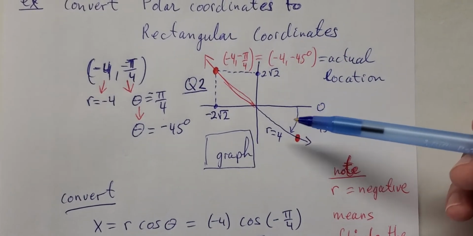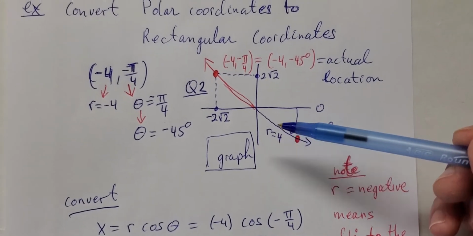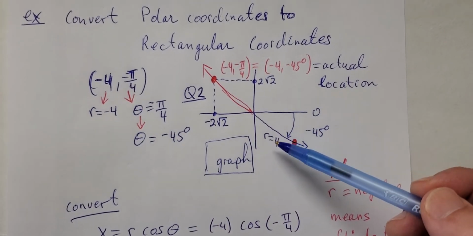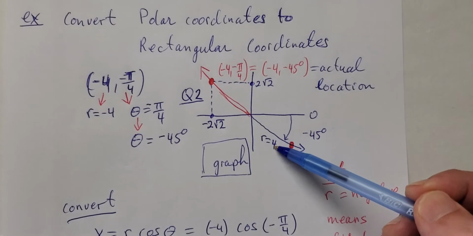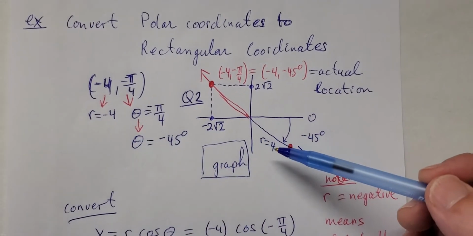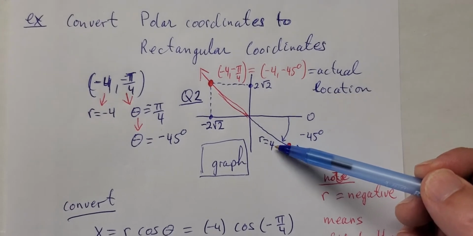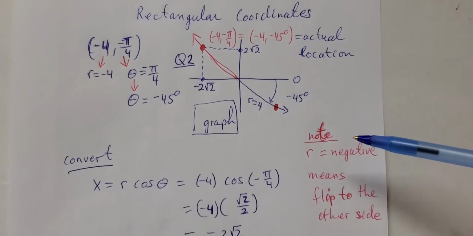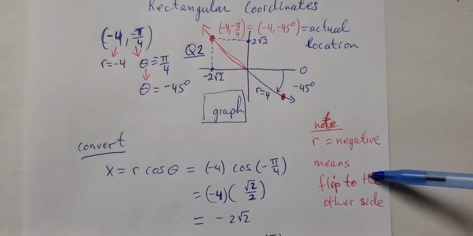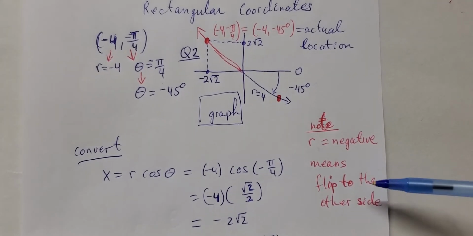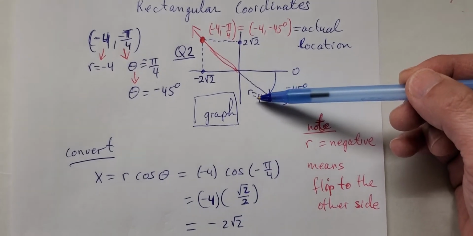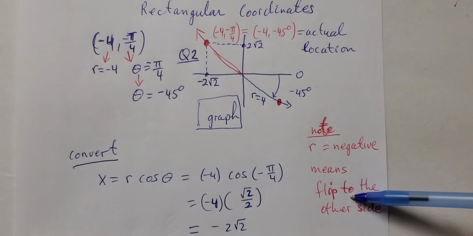Okay, this is my r. R is 4, but over here it says negative. Remember, r is always positive, never negative, even though there's a negative here. So what does that negative do? Note, r negative means flip to the other side. So remember, r is always positive, but if there's a negative, you're gonna flip it to the other side.